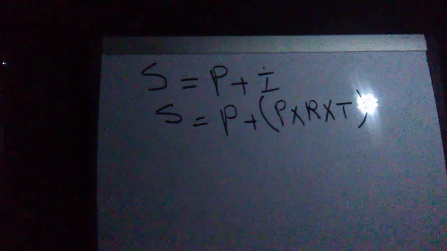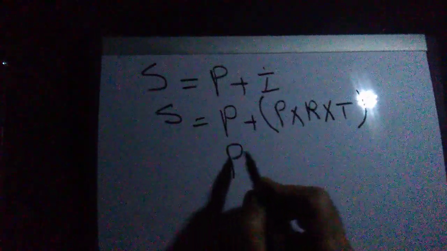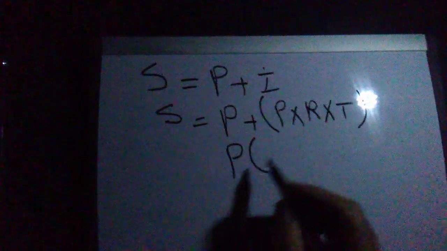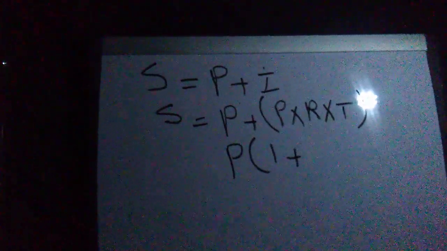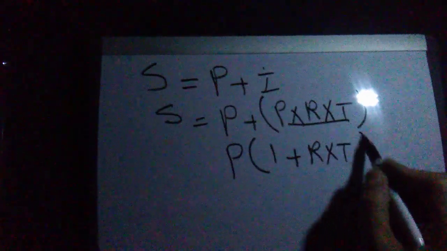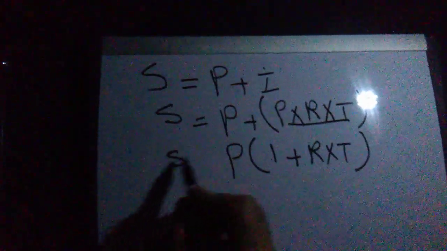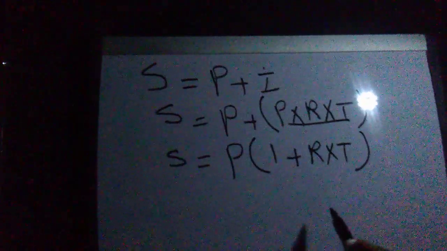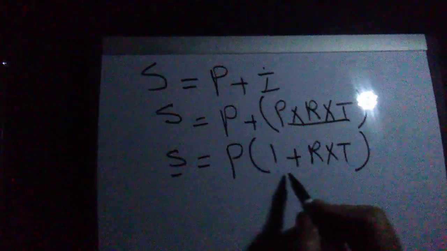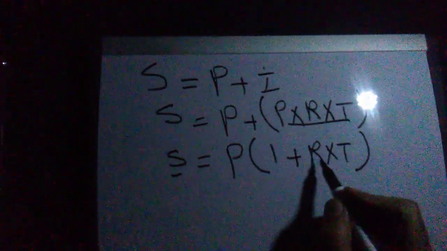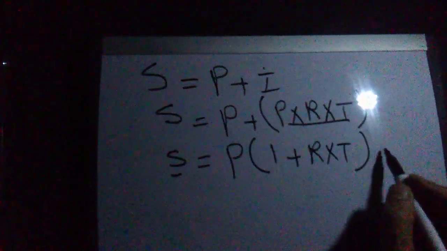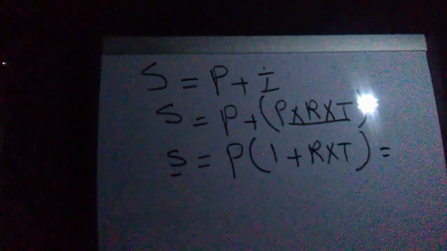Okay, if I take the principal as a common factor here, then P divided by P will give me 1, plus the rest will be R by T. So if I want to get the whole sum in one step, the sum equals the principal multiplied by 1 plus the rate of interest multiplied by the time. And this is all in one step.